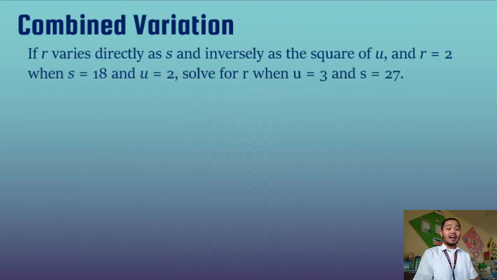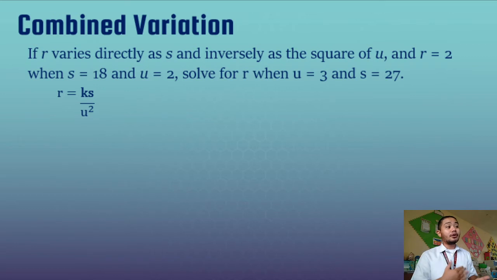If R varies directly as S and inversely as the square of U, and R is equal to 2 when S is 18 and U is 2, solve for R when U is 3 and S is 27. Isa-isahin natin para madali. First, R varies directly as S. And inversely as the square of U. So, ito ngayon yung magiging equation natin. No? So, napakadali kapag gagawin mo siya isa-isa.